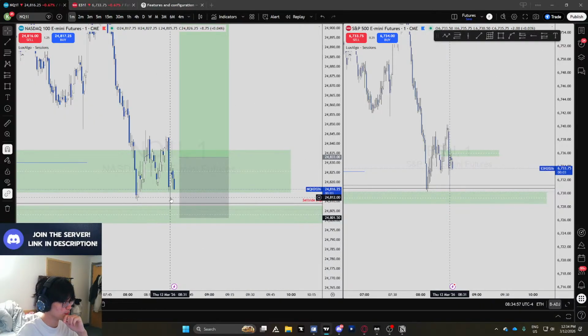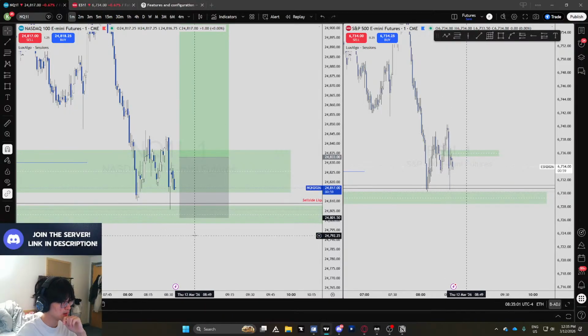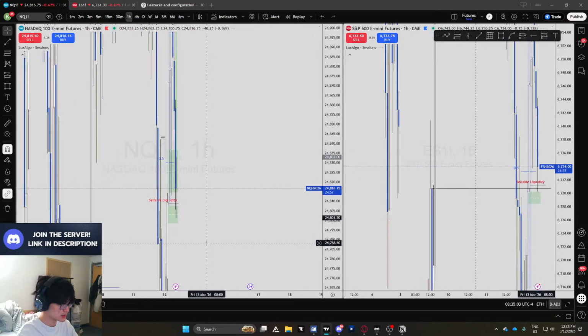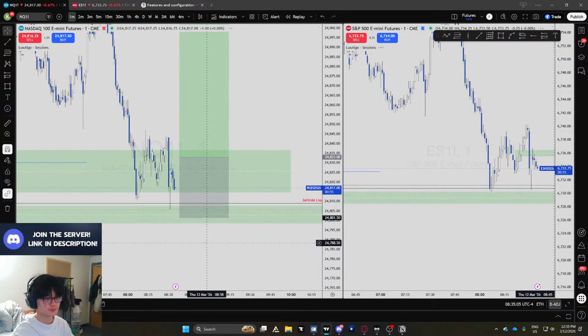Looking like we're going for a deeper run of the sell side. I'd prefer to see that anyway. But if we get a model here, then that's perfectly fine as well.